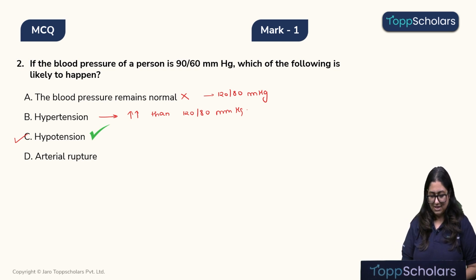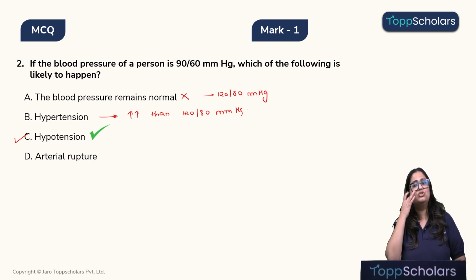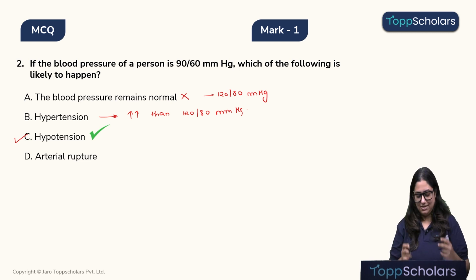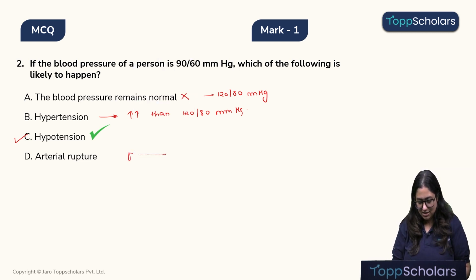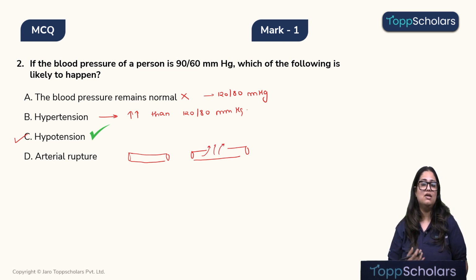Okay. Option D says arterial rupture. Arterial rupture is basically the arteries bursting. So let's look at this: this is a normal artery. It is completely healthy. It is covered. And artery bursting would look something like this, where the walls of the artery have ruptured and the blood is flowing out. Children, this is only possible when the blood pressure increases, when there is hypertension which is not treated, which is not managed on time. Alright, in low blood pressure, the arteries will never rupture. Therefore, option D is also incorrect.